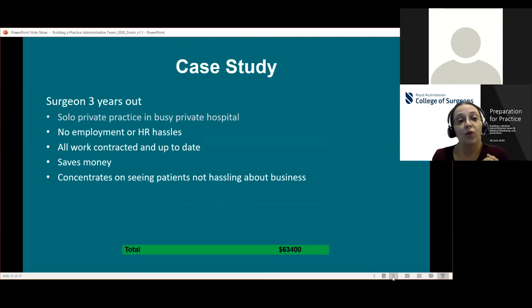So with this scenario, the surgeon then doesn't have to worry about the employment or HR hassles that they had previously. All the work is contracted and up to date. There's service level agreements on how things are done. So there's no scenarios where things are going to be 7 weeks behind. They save money and they get to concentrate on seeing their patients and not hassling about the business side of things.